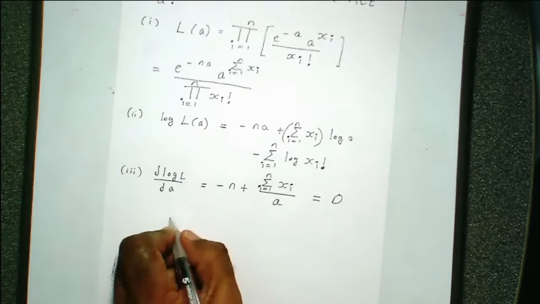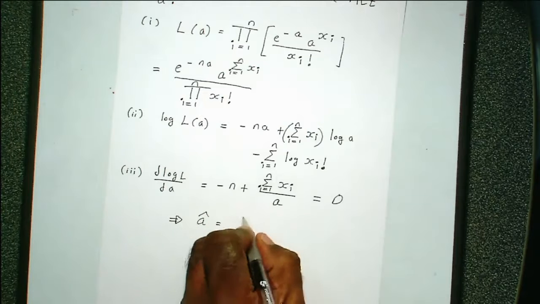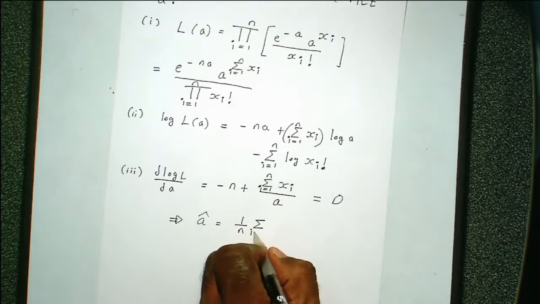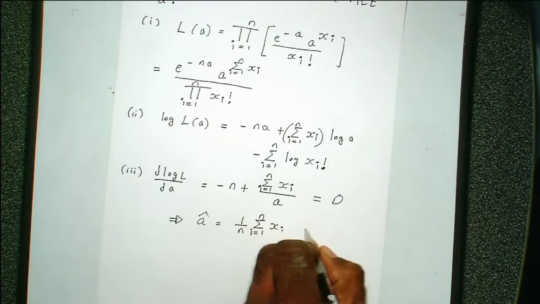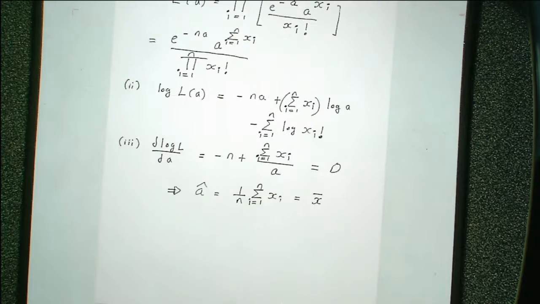You get A hat equals 1 over n times the sum of xi, which is the sample mean. Now step number 4.